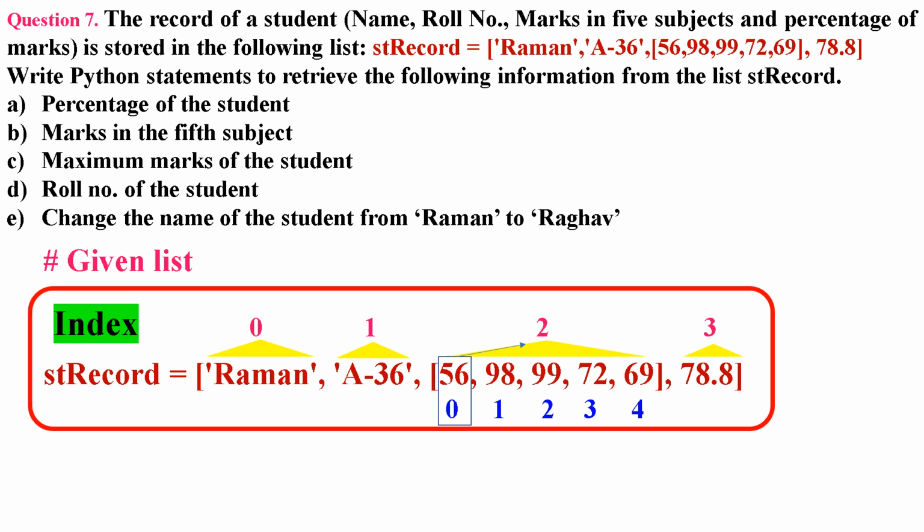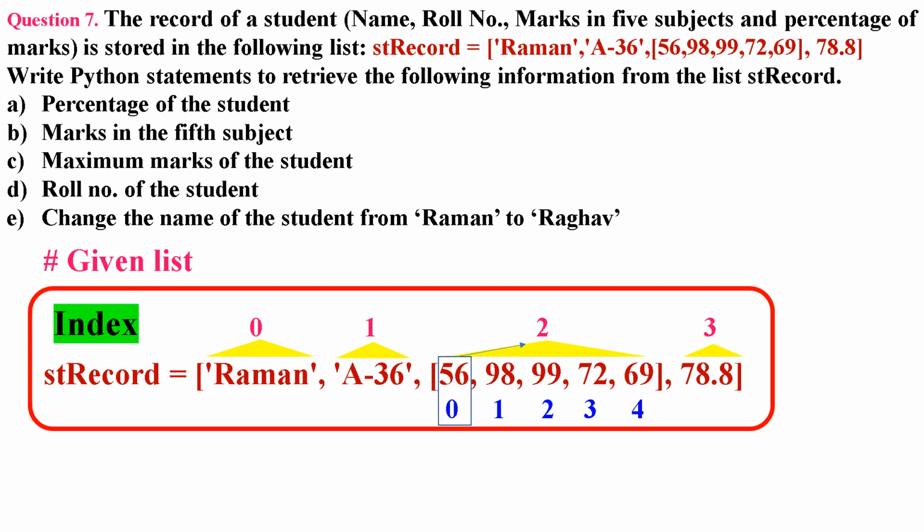Subdivision A. Percentage of the student. Subdivision B. Marks in the fifth subject. Subdivision C. Maximum marks of the student. Subdivision D. Roll number of the student. Subdivision E. Change the name of the student from Raman to Raghav.